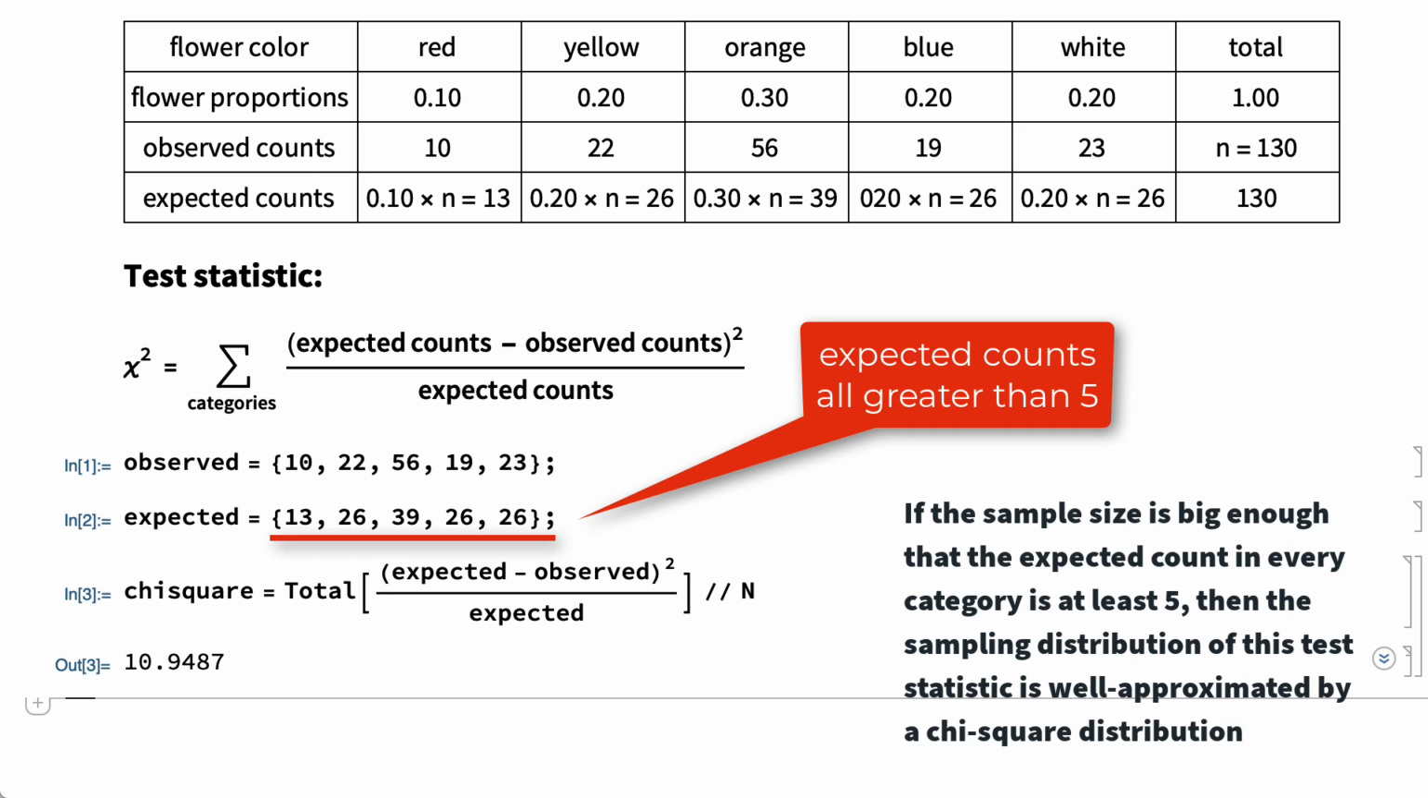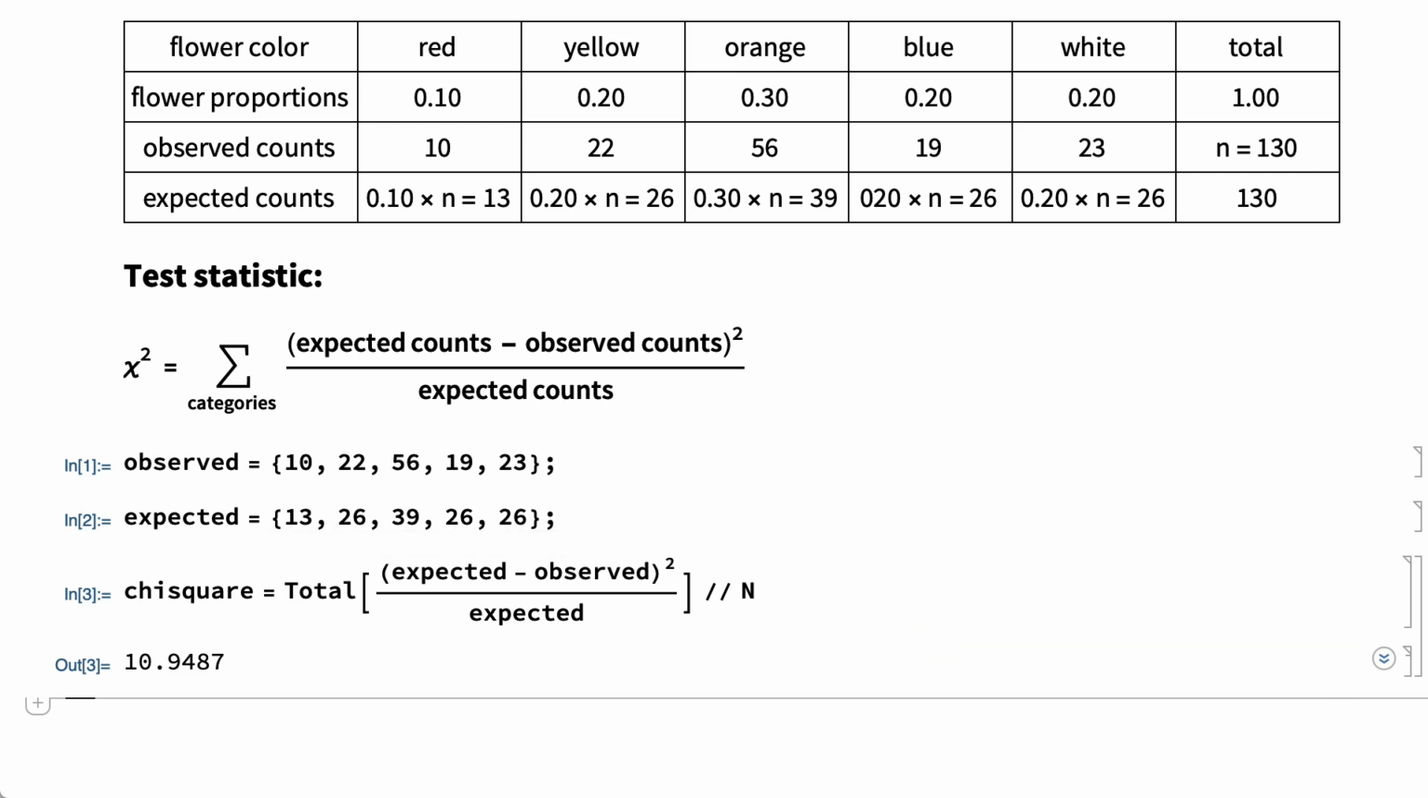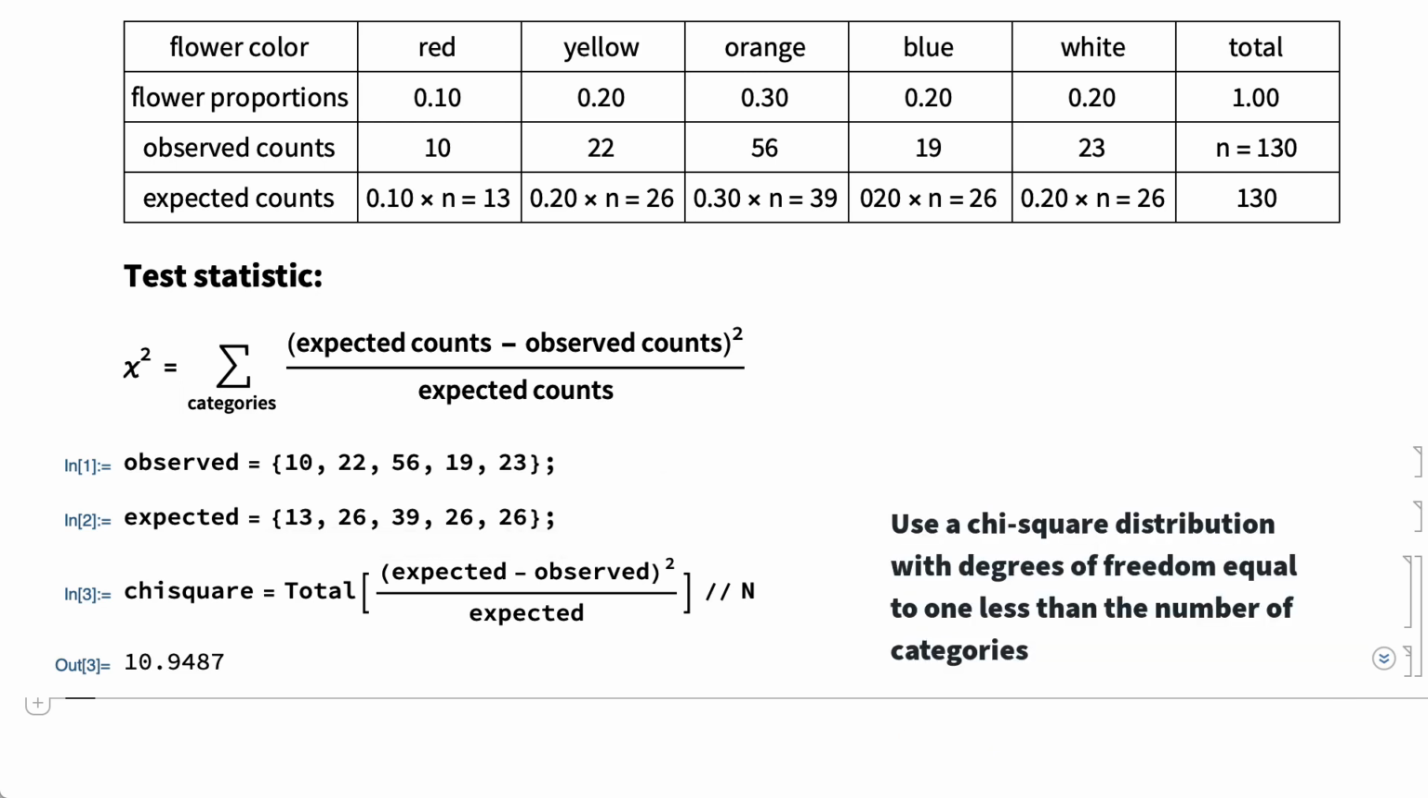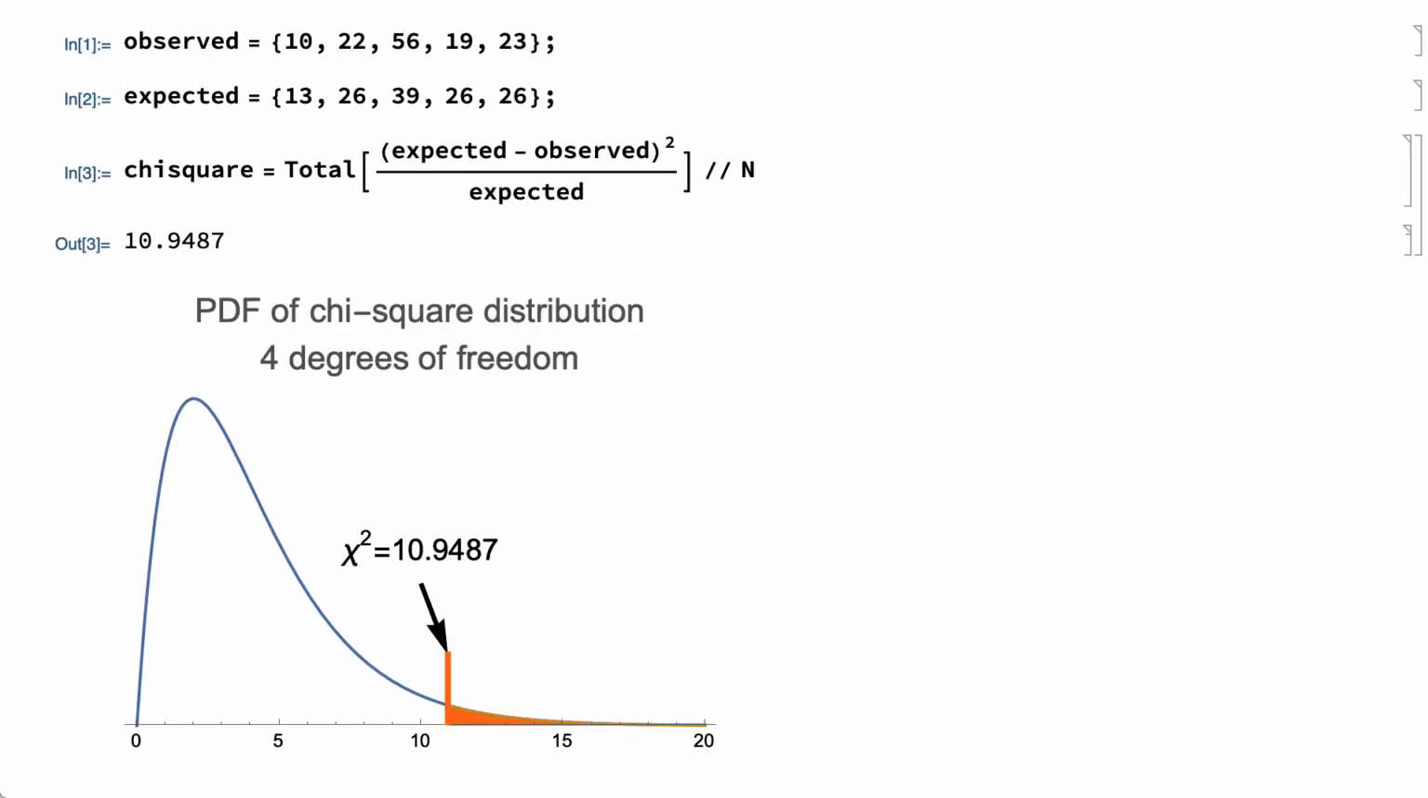The particular chi-square distribution to use here depends on a quantity called degrees of freedom, which is one less than the number of categories. In this example, there are 5 categories since there are 5 different colors of flowers, so the number of degrees of freedom is 5 minus 1, or 4, and the sampling distribution is a chi-square distribution with 4 degrees of freedom. Here's a plot of that distribution with the value of the test statistic shown on the plot.